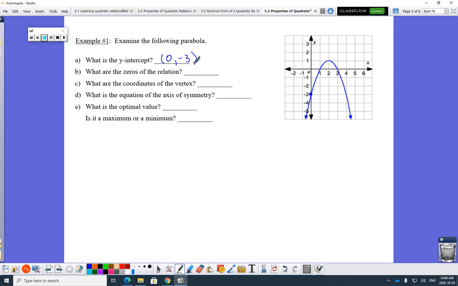The zeros, you do need to remember that's where we're trying to find where the parabola crosses the x-axis. So here and here. The vertex, again, should be written as an ordered pair, so 2, 1.